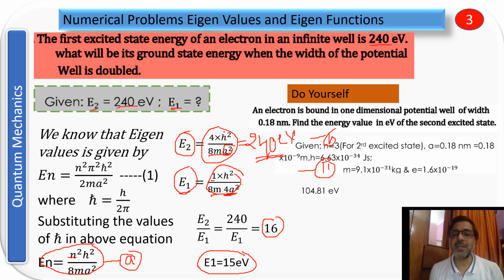And what will be the answer? The answer will be 104.81 electron volt. First you will get the value in joules, then convert that, that is, divide that value by 1.6 into 10 to the power minus 19 coulombs, and then you will get it in electron volt. So this is the value that you will get. Now let us move to the next problem.